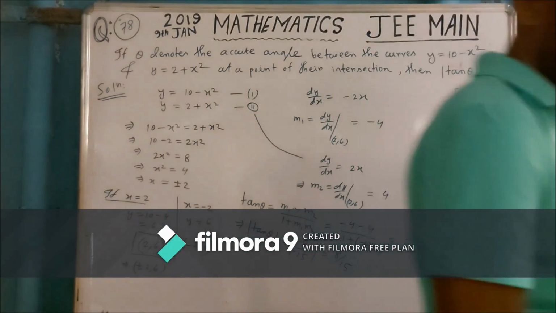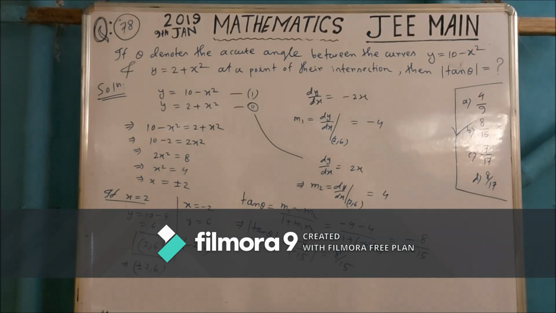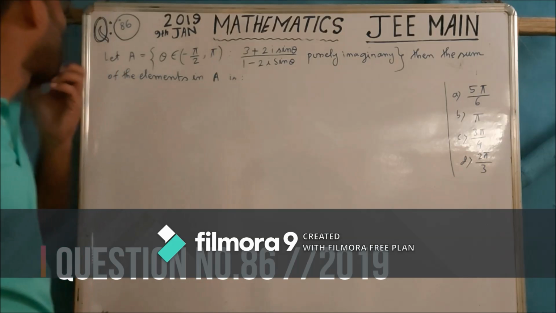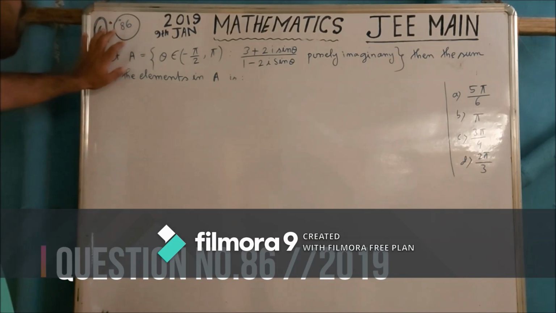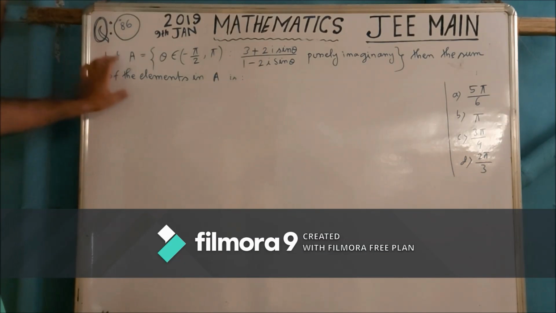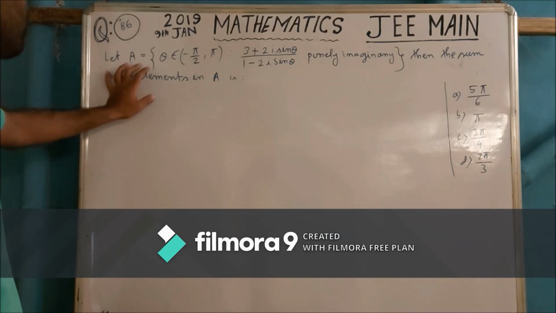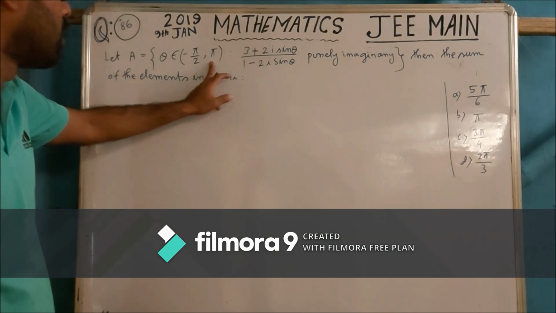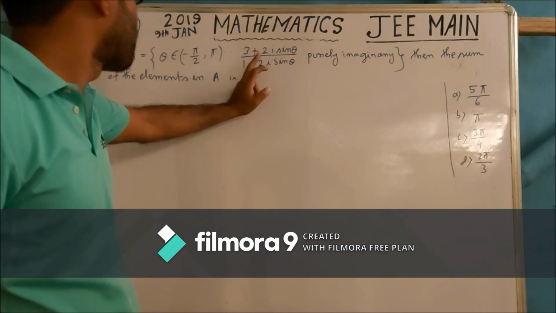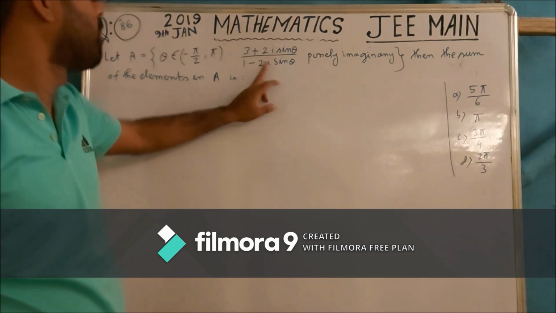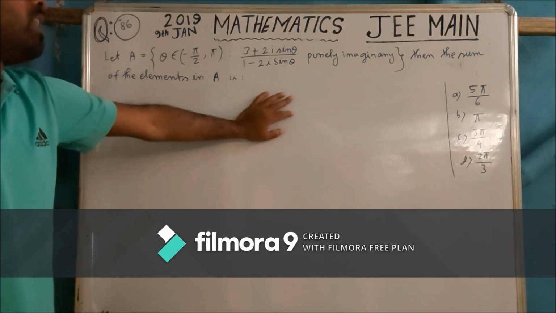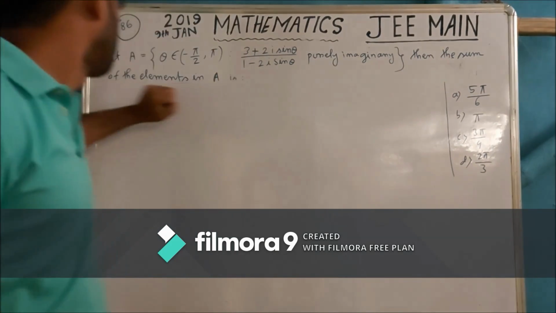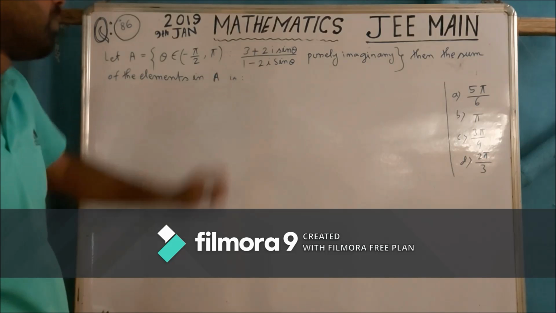And the next problem. This is the third question. The question number is 86. Let A equal to the set of theta belonging to the open interval minus pi by 2 to pi, such that (3 plus 2i sin theta) by (1 minus 2i sin theta) is purely imaginary. Then the sum of the elements in A.